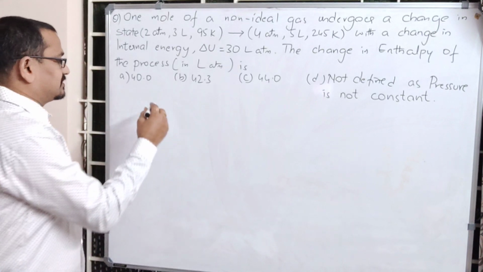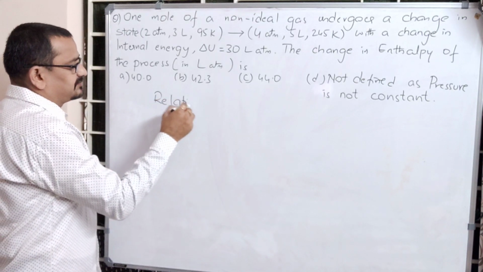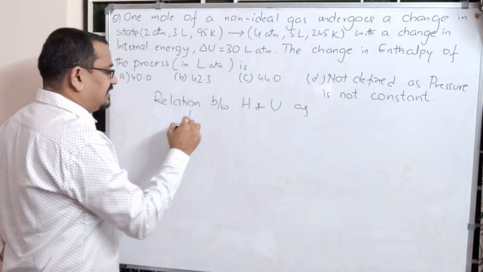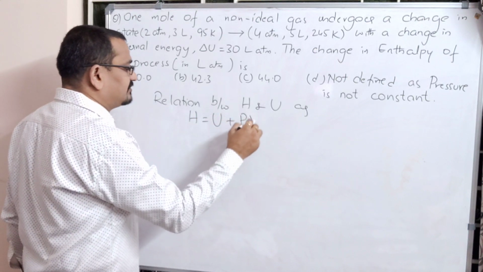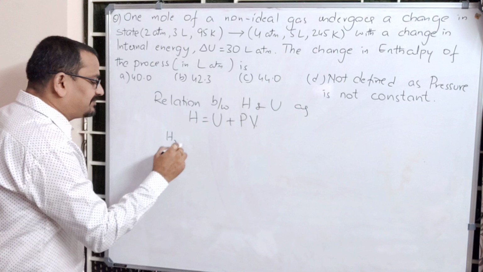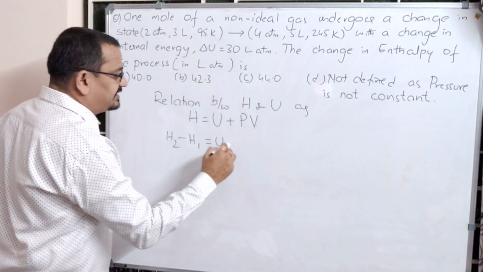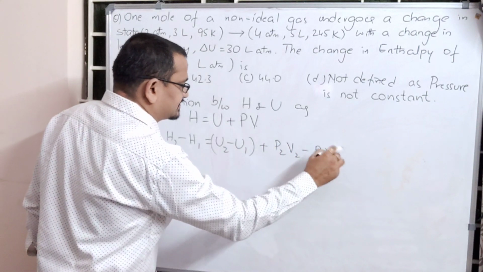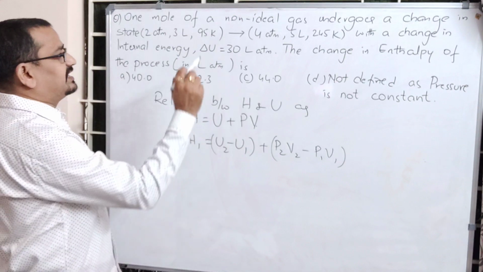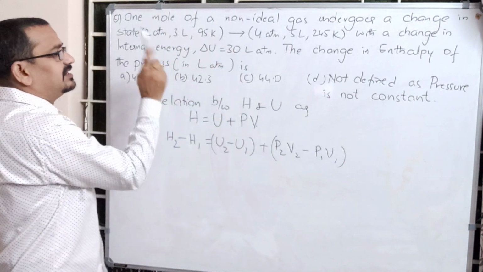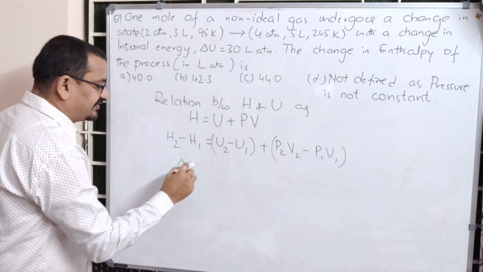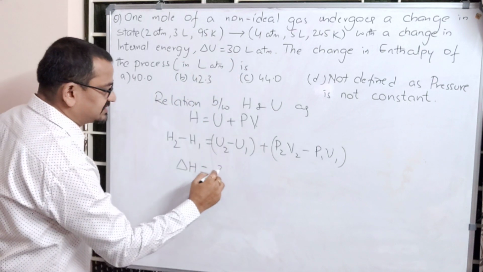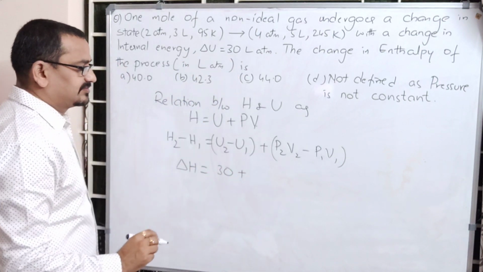Right. Now we have a relation between enthalpy and internal energy as H equals to U plus PV, pressure volume work. Right. Now enthalpy change H2 minus H1 equals internal energy change U2 minus U1 plus P2 V2 minus P1 V1 difference. Right. We know final pressure, final volume, initial pressure, initial volume. Now delta H is what we have to calculate. Delta H can be calculated as internal energy change, which is 30, plus P2 V2.